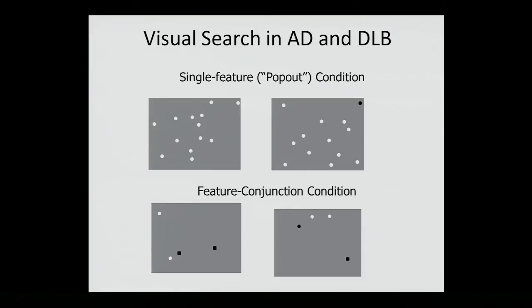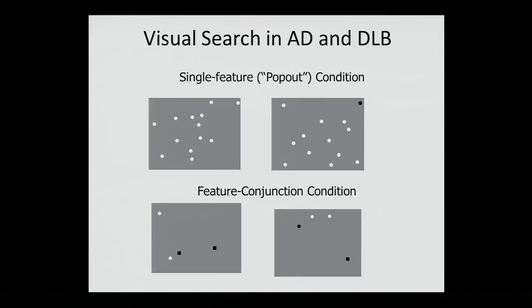Okay, so this is the last study I wanted to show. So since my time's up, this is good. And this is, we wanted to look at visual search in patients with dementia, and patients with Alzheimer's disease, and those with dementia with Lewy bodies. And we used two visual search tasks.